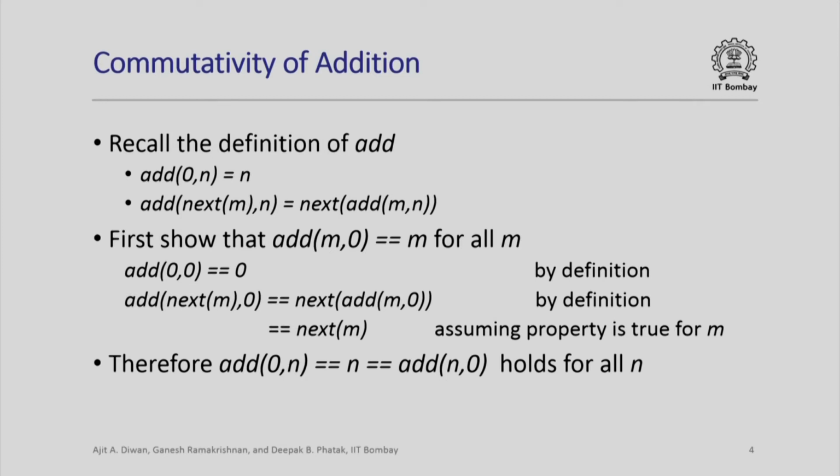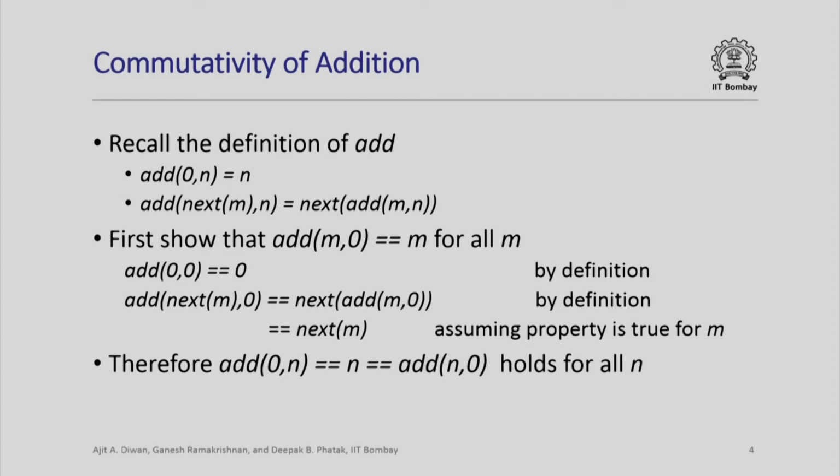So we will first show that add of m comma 0 is equal to m for all m. Note that our assumption, our definition, is add of 0 comma n is equal to n for all n. We have not defined that add of m comma 0 is m for all m, but we can actually formally prove it. How is that?